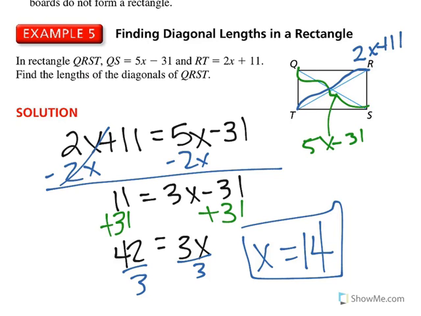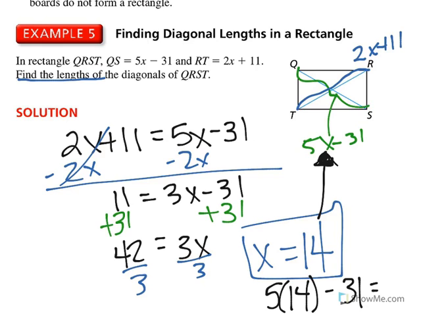Okay. But I need to go back and look at my example, or my question. It says find the lengths of the diagonals. I found x, but I didn't actually finish my problem yet. So I need to take that and plug back in for x. It doesn't matter which one I plug it in for, because I know that those two are congruent. So if I take 5 times 14 minus 31, I get 39. And that's my answer.